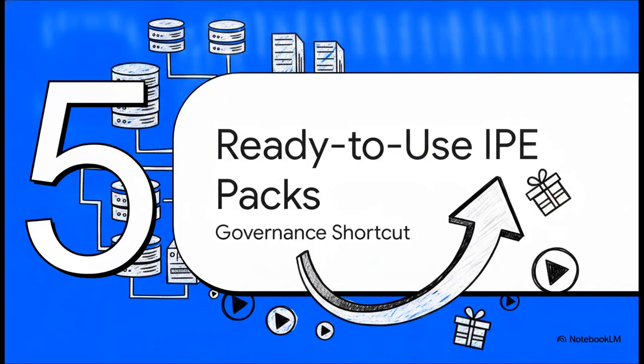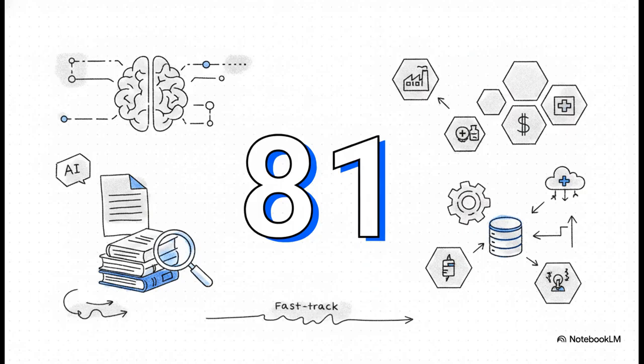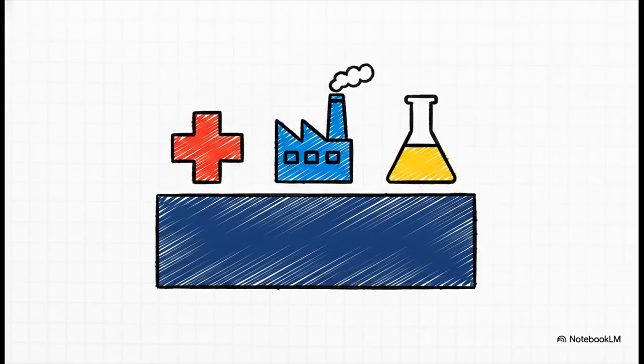Part 5. Ready to use IPE packs, the ultimate governance shortcut. Now, I know what you might be thinking. Building this level of governed data architecture from scratch sounds incredibly time-consuming, right? But take a look at this number, 81. That is the number of pre-built sector-specific IPE packs that are currently available today to fast-track this exact architecture for your organization. These packs span across major domains: healthcare, manufacturing, steel, pharma, and plastic injection molding.